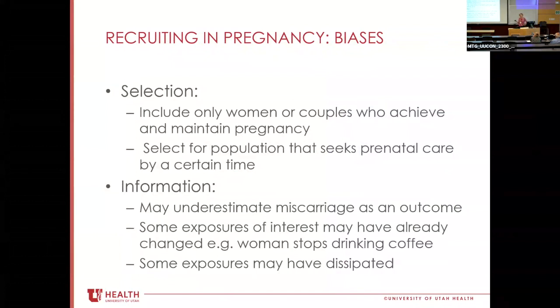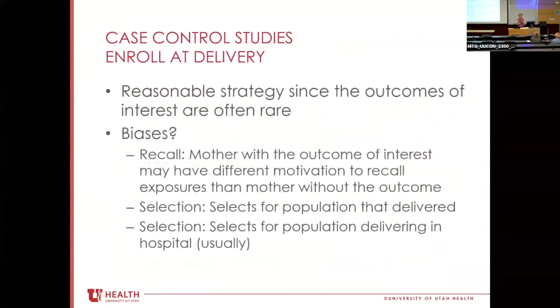And other exposures might have been really transient and they dissipated. For example, you had pesticides applied in your house, or you painted your house. Well, great. That was really bad when it happened. But if it's 3 months later, we can't measure that. It's gone. Other studies are case control studies where we enroll people at delivery frequently.